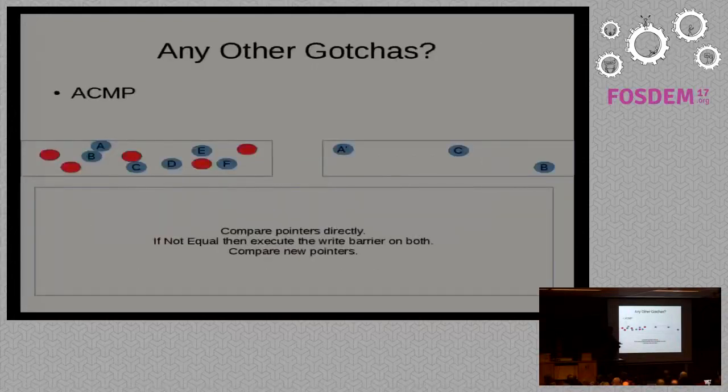Are there any other gotchas to be concerned with in Shenandoah? You need to think about things like pointer comparisons, right? Because if I have an A here and it's pointing to A prime, if somebody has a pointer to the old object and somebody has a pointer to the new object, you can sometimes get something saying they're not equal when they are. So we compare the pointers directly, and if they're not equal, then we execute the write barrier on both of them. And then we can compare them both in to-space and make sure that they're correct. And there's complications like this for things like CAS as well.